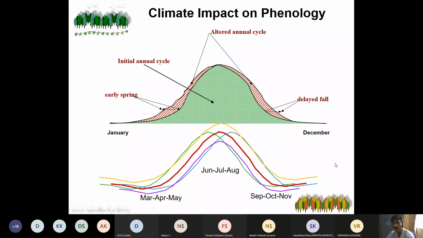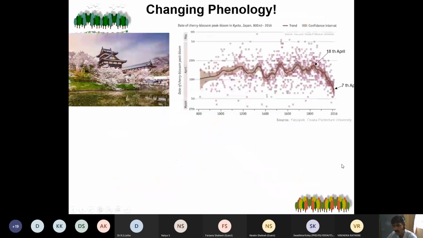That is not our domain of interest. We will be focusing only on the vegetation aspect, right? Now, as I was telling you earlier, the peak bloom dates of cherry in Japan, the record as provided by the Osaka Prefecture University. And yes, I have given the source.